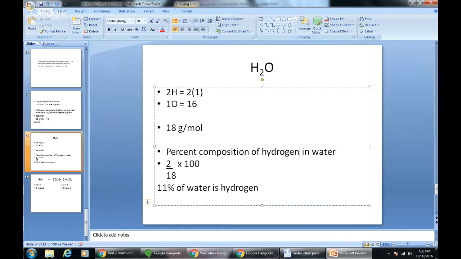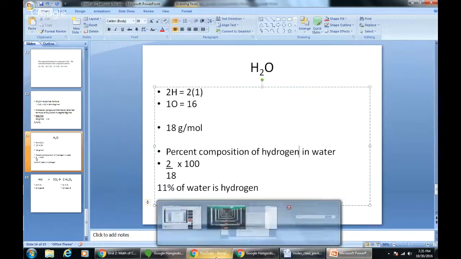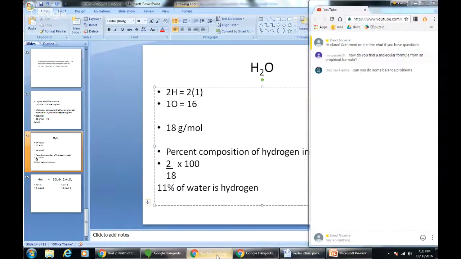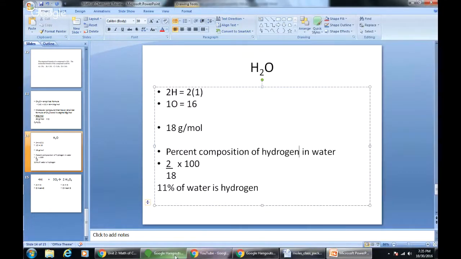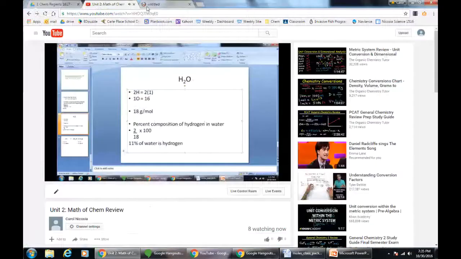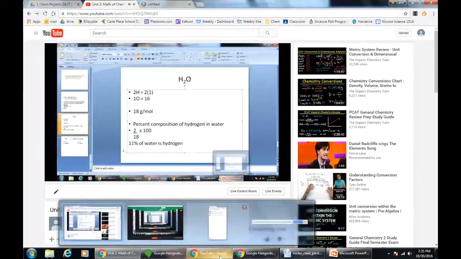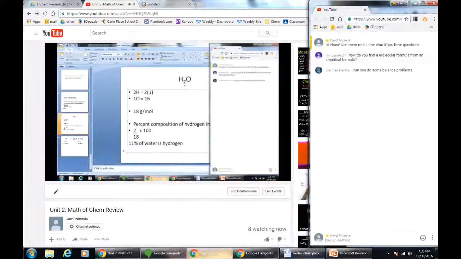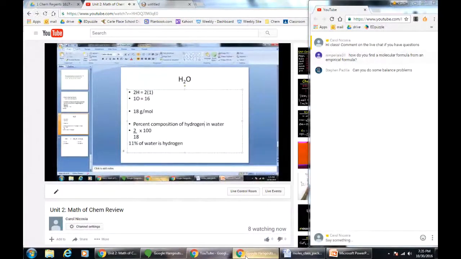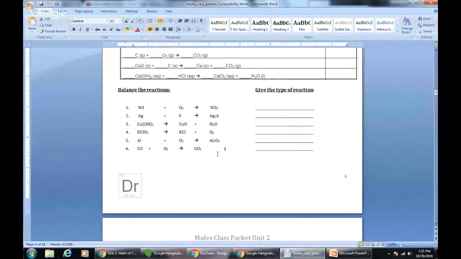Any other questions? I will do anything that you need me to do. Do you want to see more balancing? I don't know if you need to. The balancing we do isn't too difficult. It can get really intense and really rough, but I try not to, and the Regents doesn't kill you too much with that.